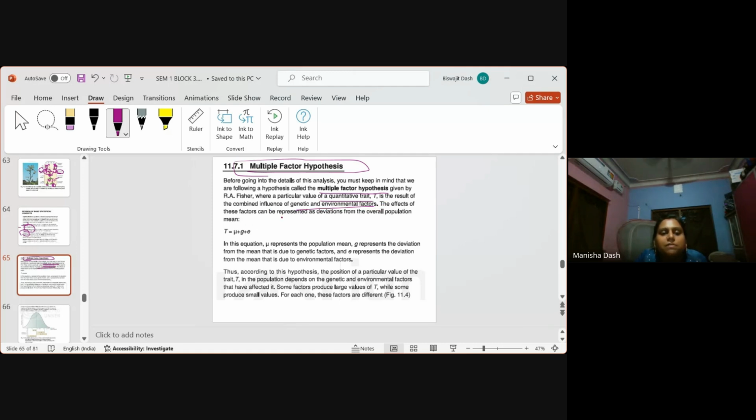The effect of these factors can be represented as deviations from the overall population mean. So the overall variation that you can observe is calculated by T, which is equal to mu plus G plus E. Mu represents the mean of the population, or the mean value of the trait in the population. G represents the genetic effect, and E represents the environmental factor.